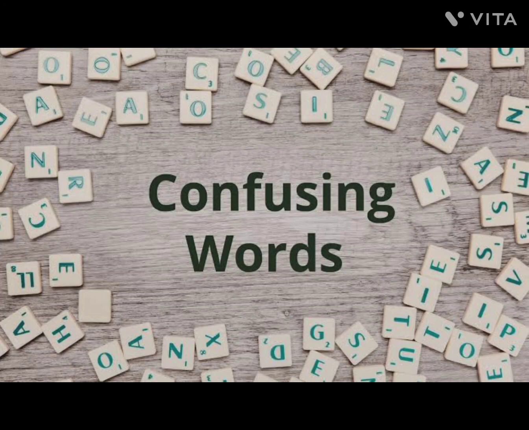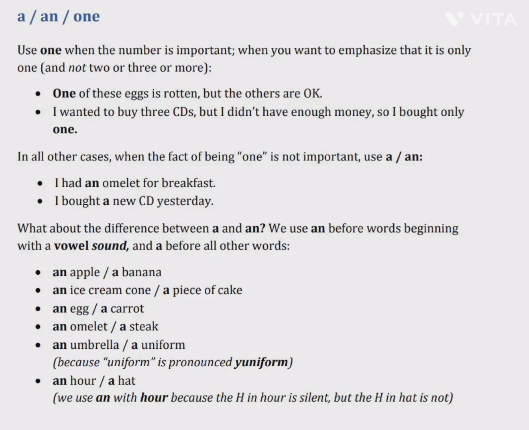So let's do the confusion between a, an and one, okay. A, an and one. Today let us deal with this. We use one when the number is important, when you want to emphasize that it is only one, not two or three or more. If you want to say, for example, one of these eggs is rotten, but the others are okay. Here the one is mentioned for counting purposes.